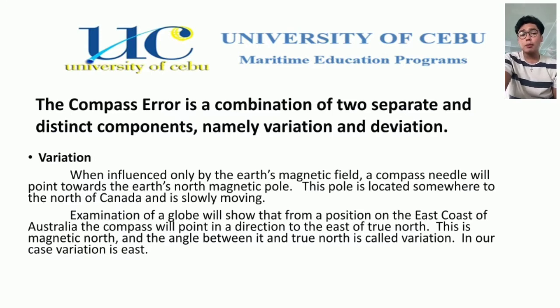When influenced only by the Earth's magnetic field, a compass needle will point towards the Earth's north magnetic pole. This pole is located somewhere to the north of Canada and is slowly moving. Examination of a globe will show that from a position off the east coast of Australia, the compass will point in a direction east of true north. This is magnetic north, and the angle between it and true north is called variation. So in our case, variation is east.